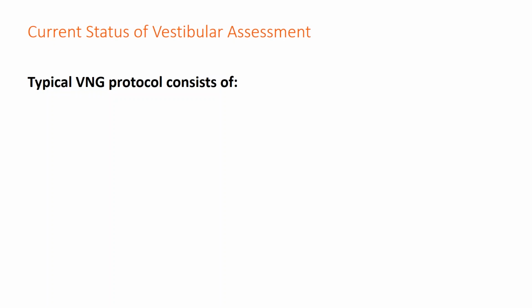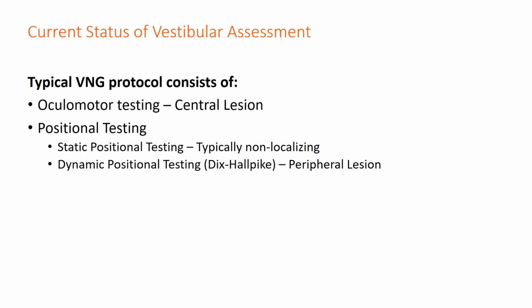So as we look at the current status of vestibular testing, for those of us who are very familiar with VNG, we're doing oculomotor testing. The patient is being told to follow a target with their eyes, and we're using those eyes as a window to the inner ear to see if we see any central sign of lesion. With positional testing, we're putting your body into different positions to see if we can trigger any abnormal eye movement and then decide what kind of pattern that eye movement follows.